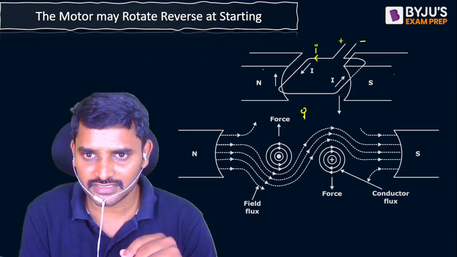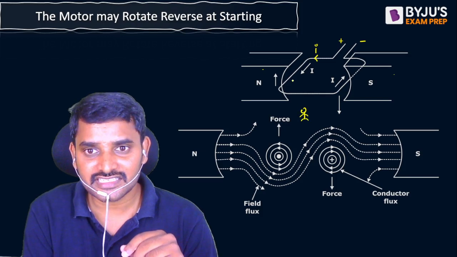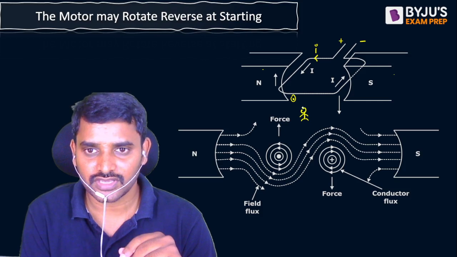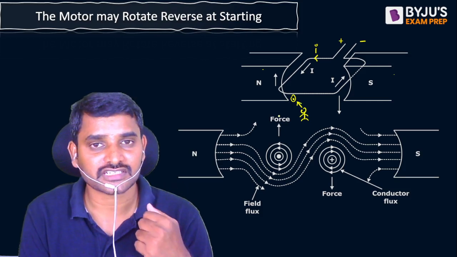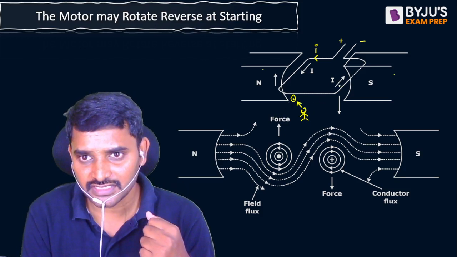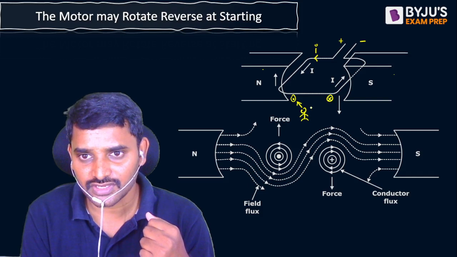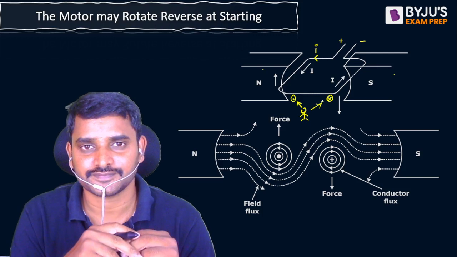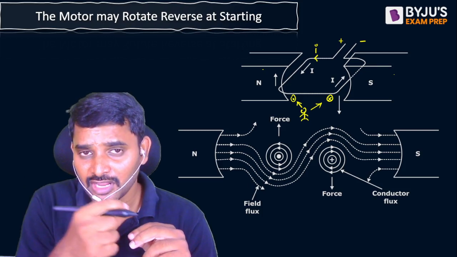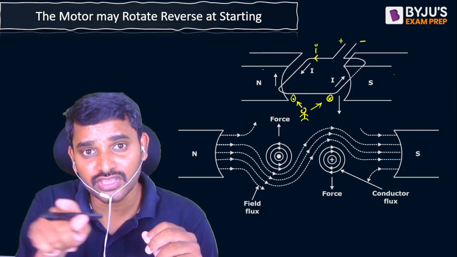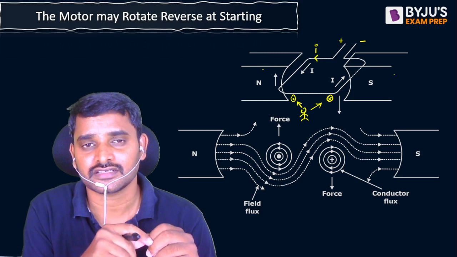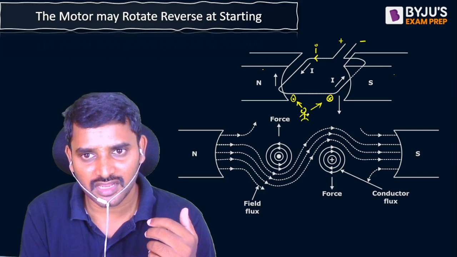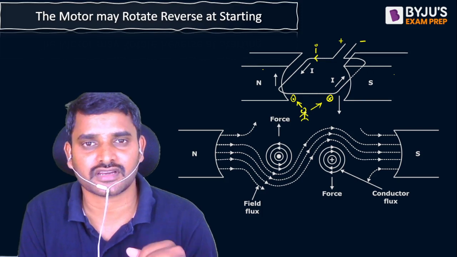If you stand here, the current is coming out of the conductor, so I can make it a dot mark. And if you see here, the current is going into the conductor, so if you see from this point, it can be marked as a cross mark. If the current is coming out of the conductor, it's a dot mark. If the current is going into the conductor, it's a cross mark. Or simply, coming towards the observer, dot mark, going away from the observer, cross mark.